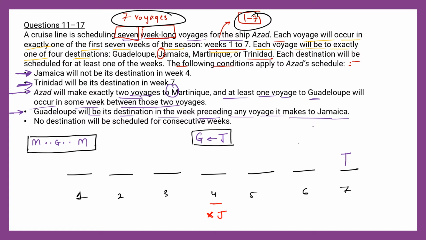It says that no destination will be scheduled for consecutive weeks. Oh, so in the beginning I kind of drew a diagram where I said something like G, G.